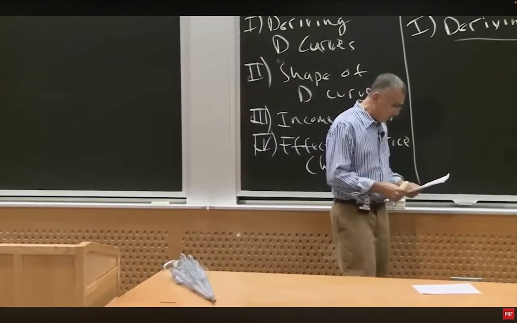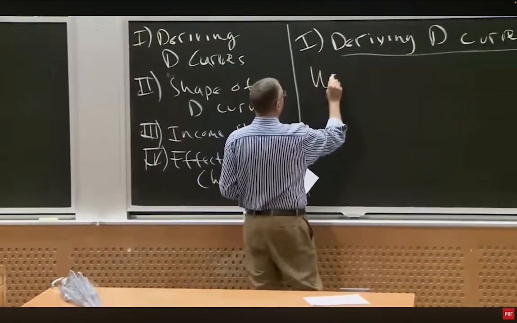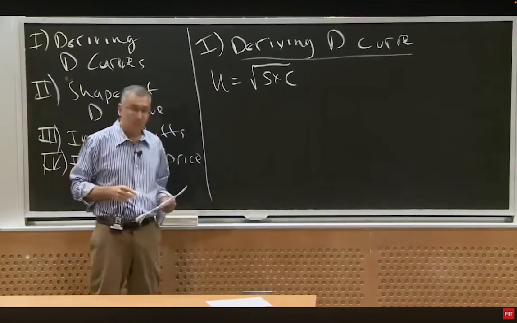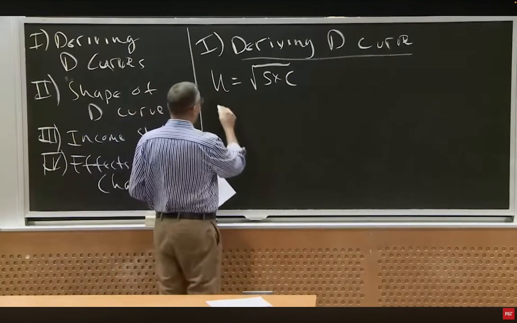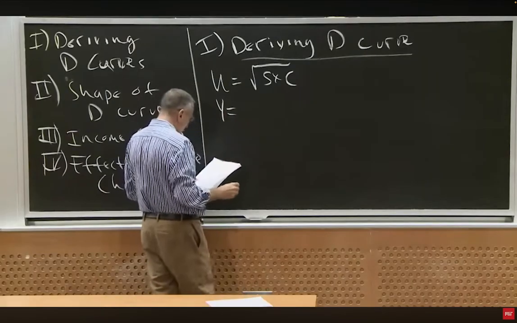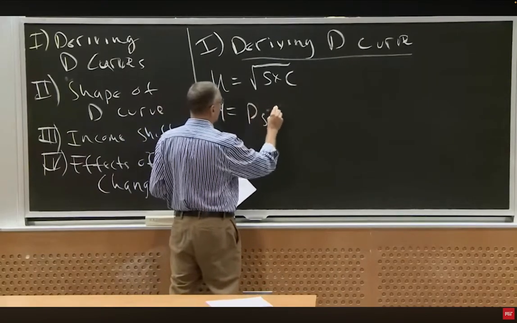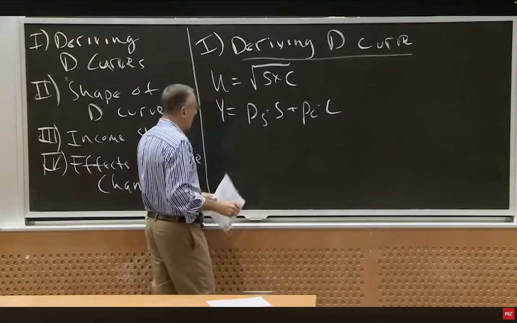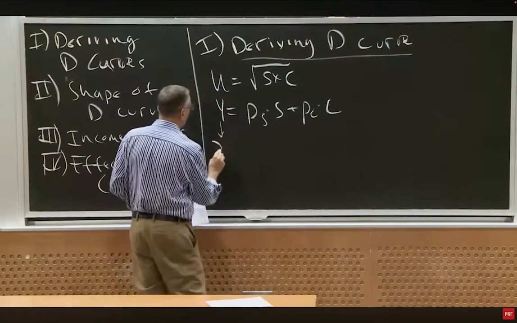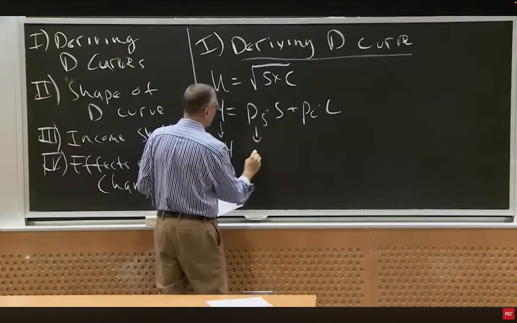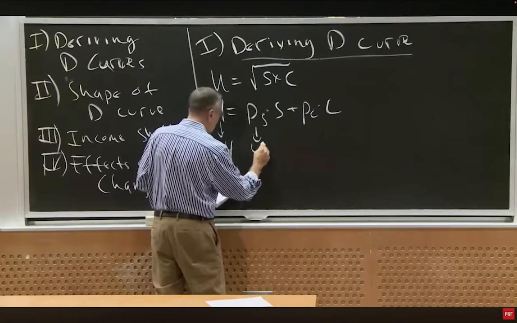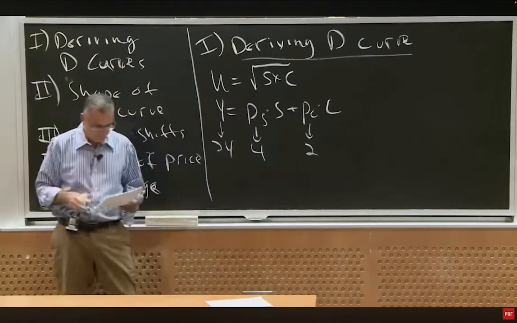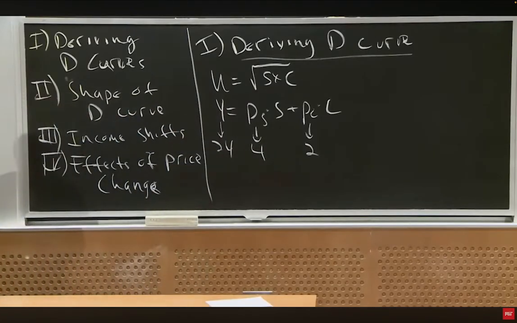So remember the example before. Remember we had a utility function, which was the square root of S times C, slices times cookies. Okay? We had a budget constraint, which was y equals the price of slices times the number of slices plus the price of cookies times the number of cookies. And we assumed to start that y was 24, the price of slices was 4, and the price of cookies was 2. Okay? So, how do we derive a demand curve?